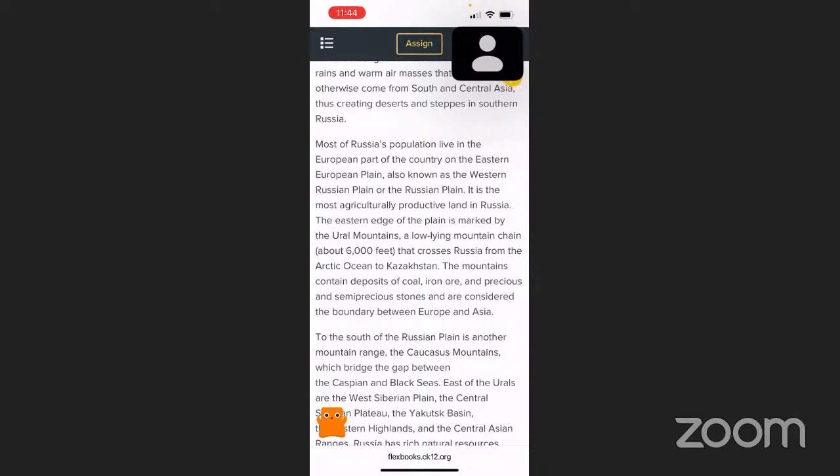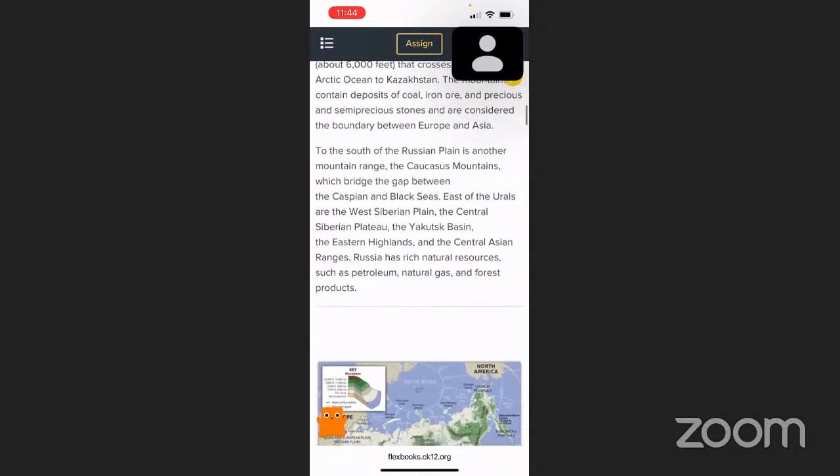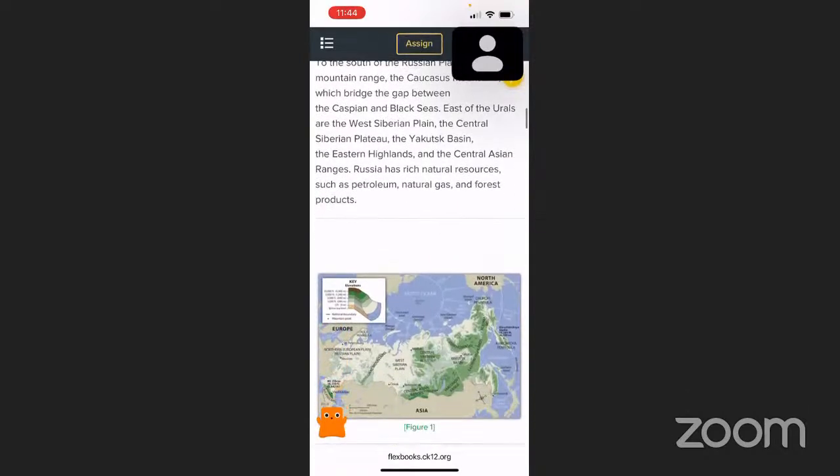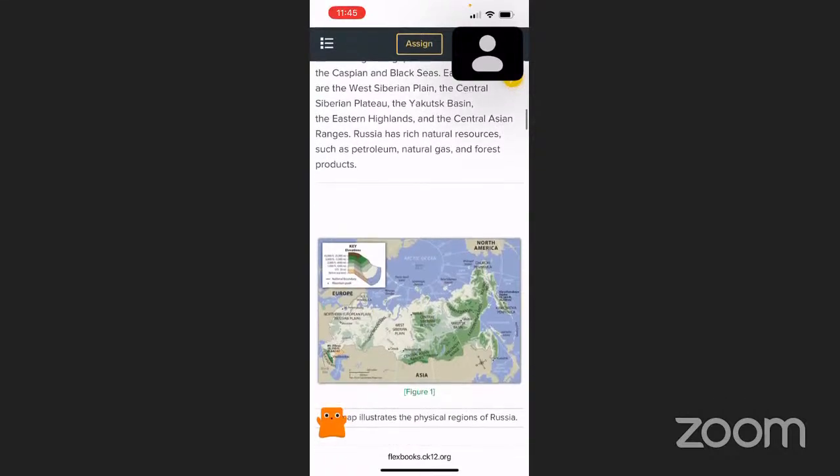The mountains contain deposits of coal, iron ore, and precious and semi-precious stones, and are considered the boundary between Europe and Asia. To the south of the Russian Plain is another mountain range, the Caucasus Mountains, which bridge the gap between the Caspian and Black Seas. East of the Urals are the West Siberian Plain, the Central Siberian Plateau, the Yakutsk Basin, the Eastern Highlands, and the Central Asian Ranges. Russia has rich natural resources such as petroleum, natural gas, and forest products.